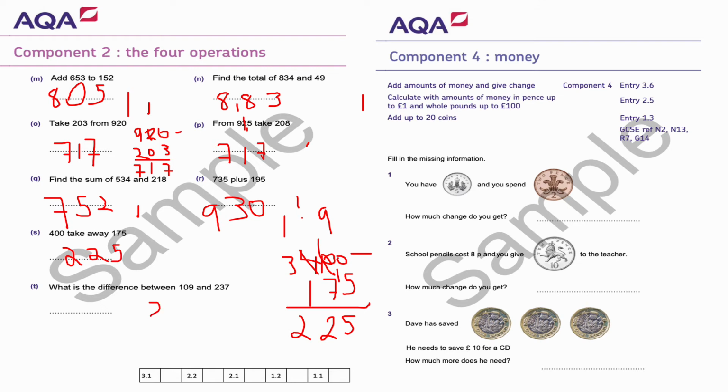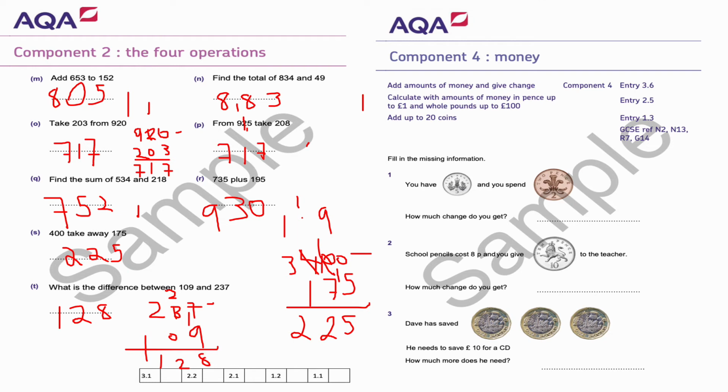Okay, next one, part T. What's the difference between 237 and 109? So it's going to be 100 and something, isn't it? Okay, 7 take away 9 I can't do, so I borrow. That becomes a 2. That becomes a 1. 17 take away 9 is 8. 2 take away 0 is 2. And 2 take away 1 is 1. So the answer is 128.